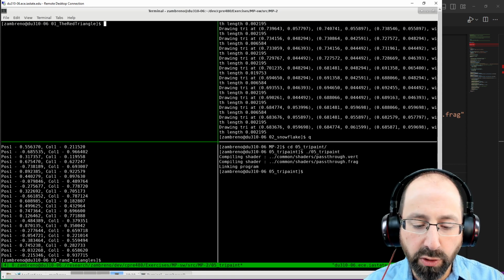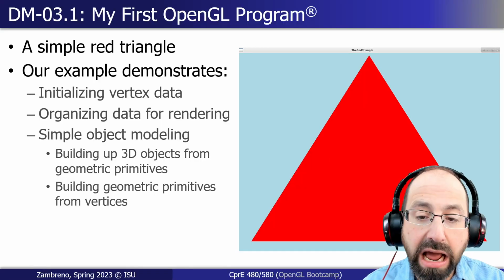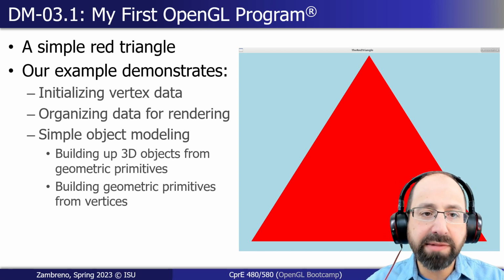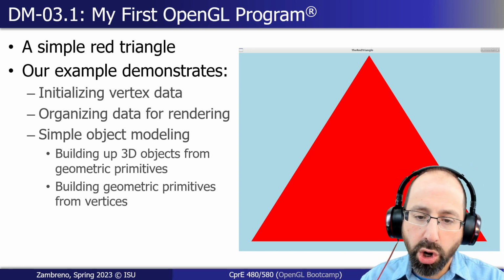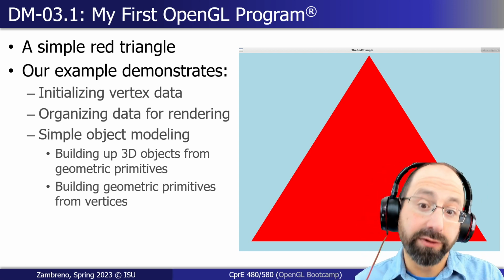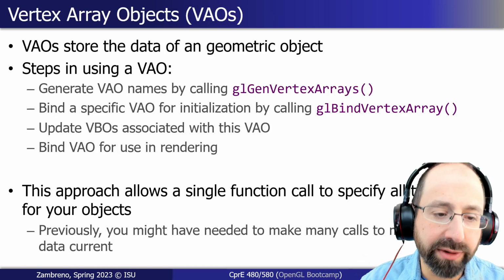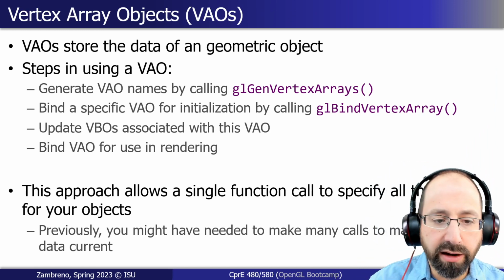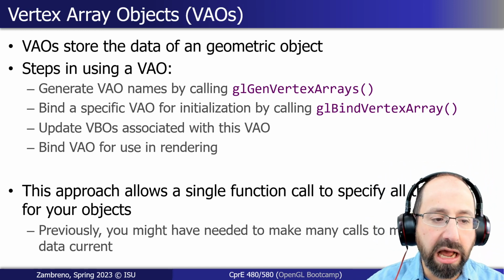The one I want us to focus on the most, starting right now, is the red triangle one. So let's spend a decent amount of time on what is otherwise a relatively straightforward OpenGL application here. So we have these VAOs, right? That's going to store the data of the geometric object, our vertex array objects.